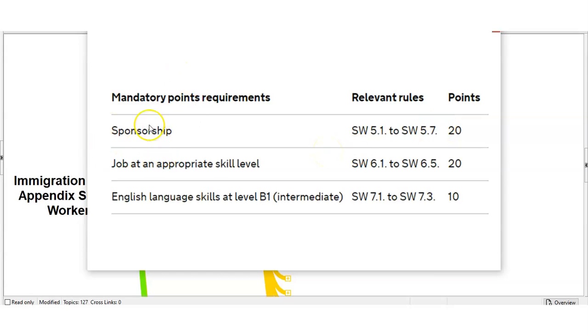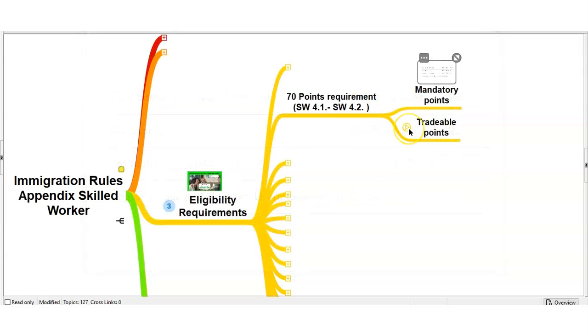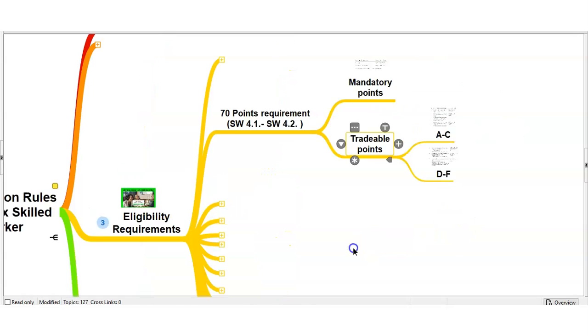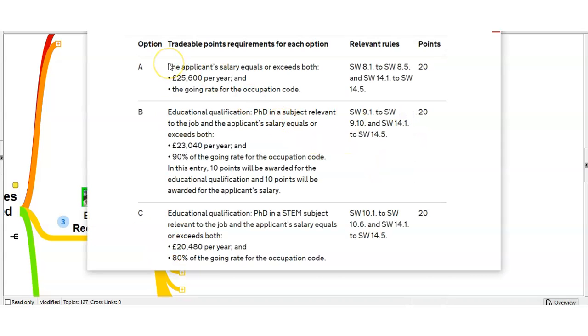So this is going to be the sponsorship. You need to be sponsored by the UK employer, and you need to have a job at the appropriate skill level. For that you'll get 20 points each, and you'll need to meet the English language requirement at the intermediate level of at least B1. You will see later this is for all four components, but we'll discuss the English language requirements slightly later. And then we have the tradable points. The tradable points are where you can, as the term suggests, trade, and there are 6 types of categories, and I will explain them all in just a moment.